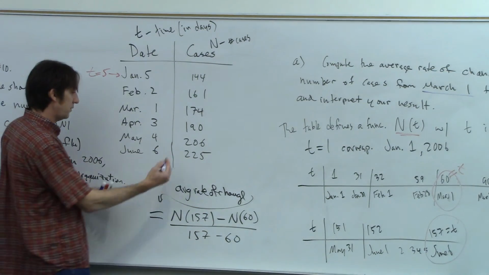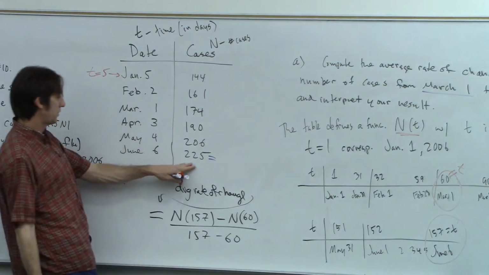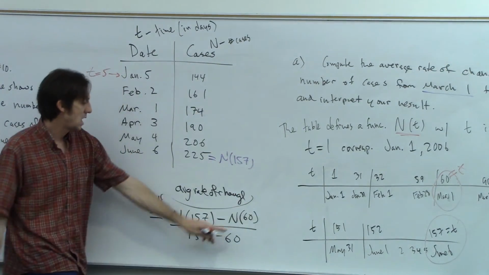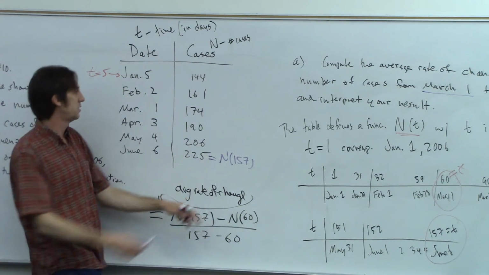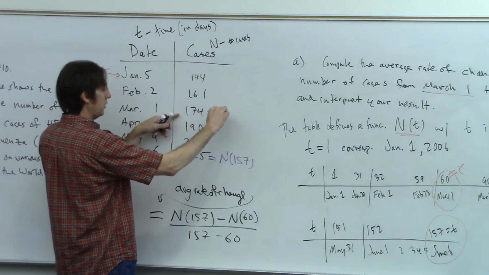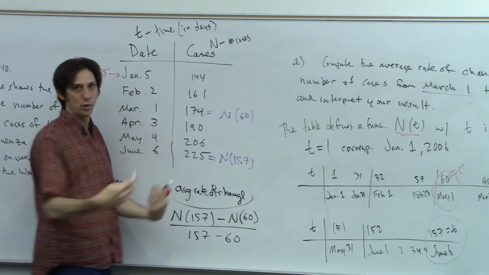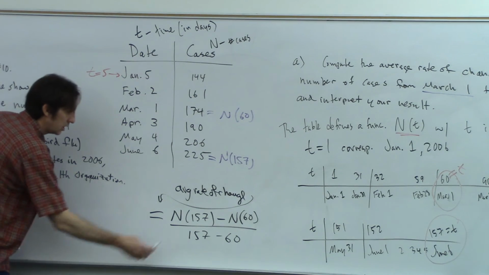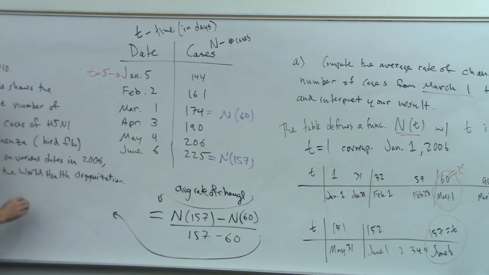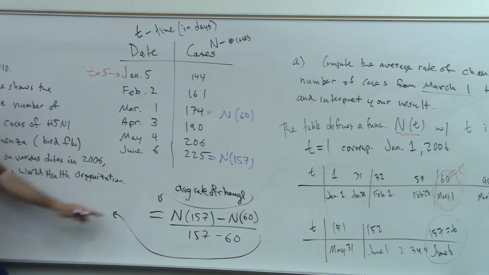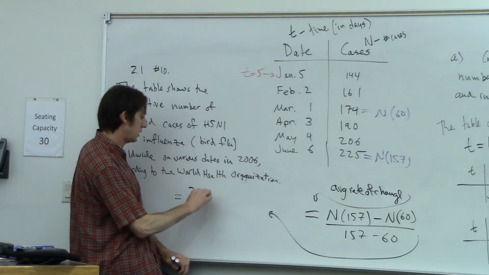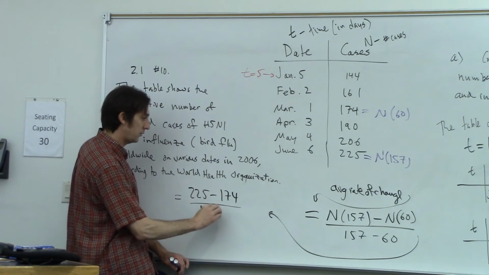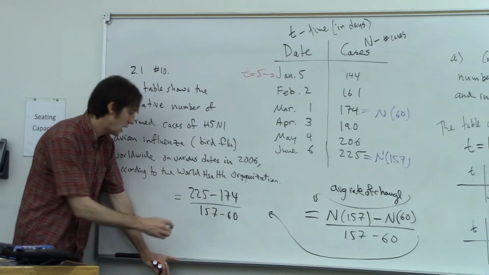All right, N of 157 is the number of cases on June 6th, and so that's 225. And capital N of 60 is the number of cases on March 1st, and so that output is 174. All right, I guess we're going to keep going backwards here. This average rate of change is N of 157, so that's 225, minus N of 60, which is 174, all divided by 157 minus 60. We can figure out what these numbers equal.